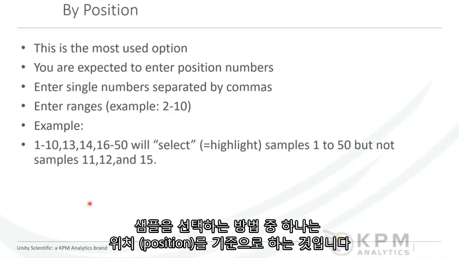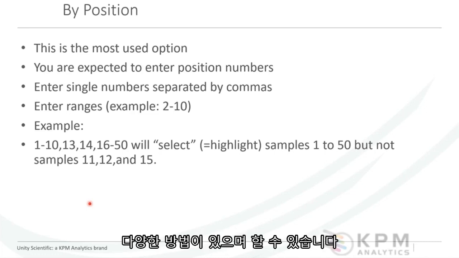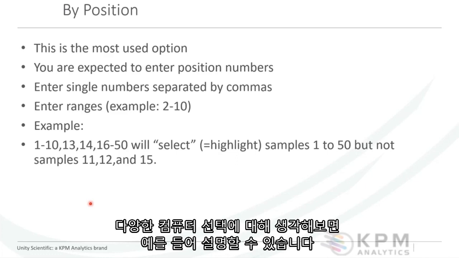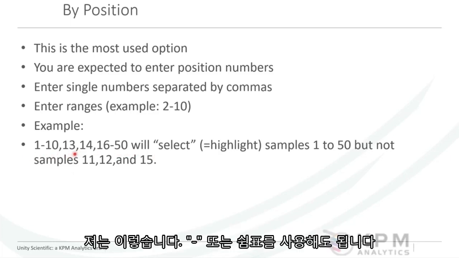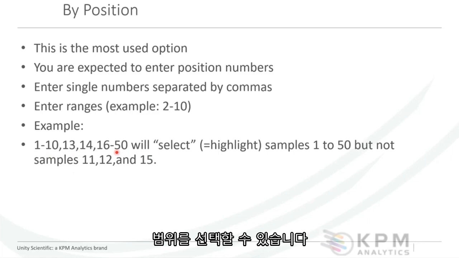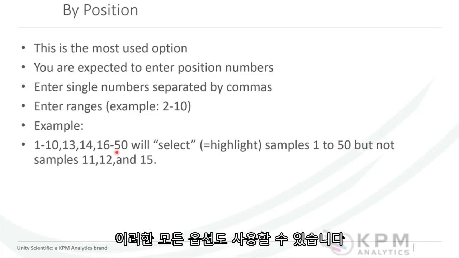One of the ways to select samples is by position. This is used quite a bit. There are all sorts of different ways you can do it. If you think about various computer selections, if you've got different rows of data, you can describe your rows like this. You can use dashes, you can use commas, you can select ranges. So when you're selecting samples by position, all of these options are available as well.